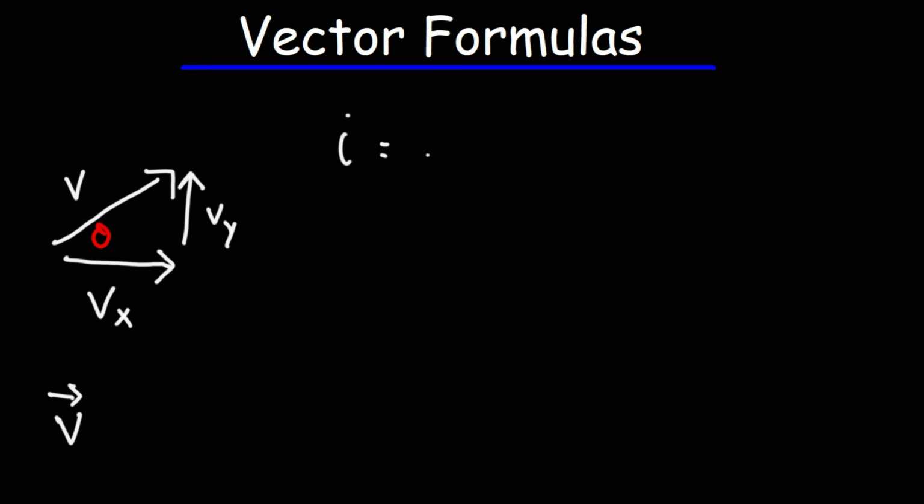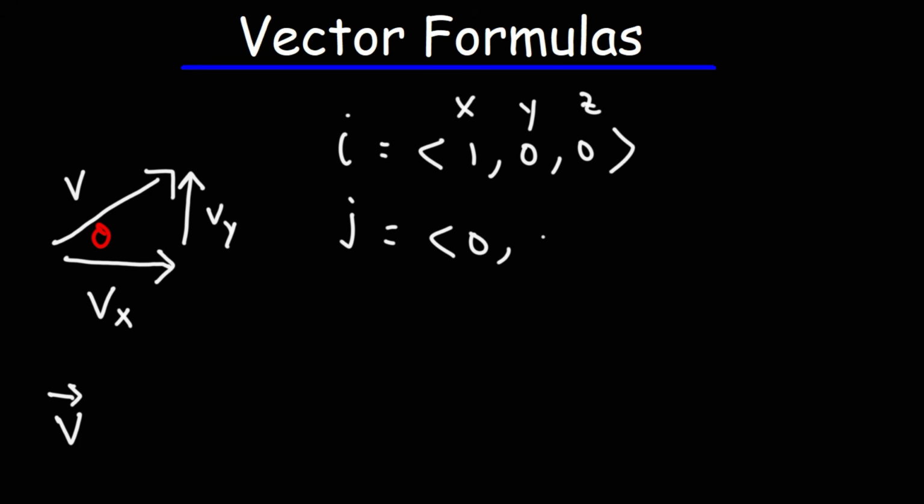But the standard unit vectors i, j, and k, here's what they equal. So the standard unit vector i is 1, 0, 0. It basically has a length of 1 in the x direction. This is x, y, z. The standard unit vector j is 0, 1, 0. So it has a length of 1 in the y direction. And the standard unit vector k is 0, 0, 1. It has a length of 1 in the z direction.